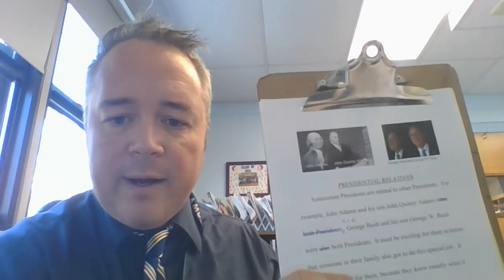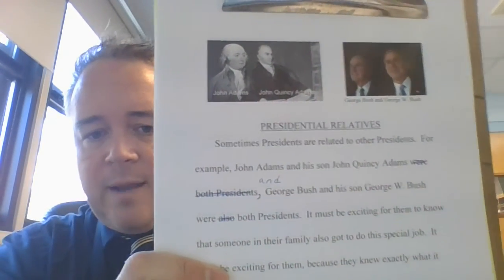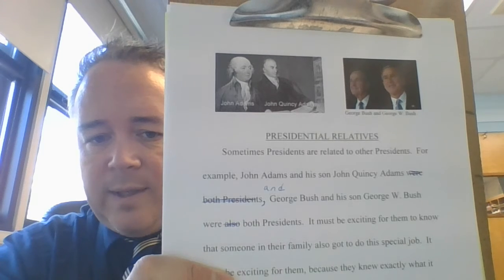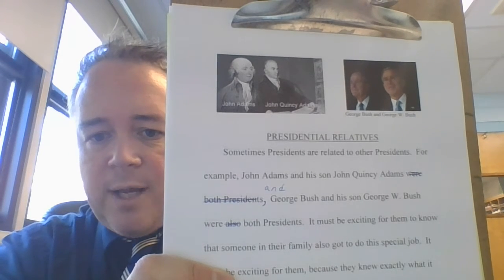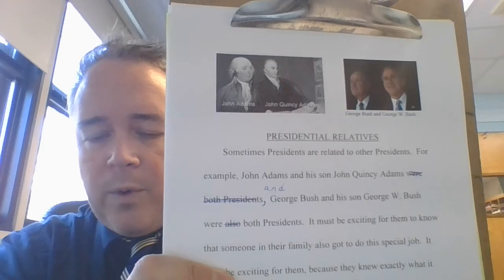Ready? For example, John Adams and his son John Quincy Adams, and George Bush and his son George W. Bush were both presidents. I like that. I think it makes sense. So I'm going to cross that out. Now listen to my writing. It says, for example, John Adams and his son John Quincy Adams, and George Bush and his son George W. Bush were both presidents. Well, I'm going to say they were all presidents because now I have a lot of people in there. Okay? I've combined those two sentences.